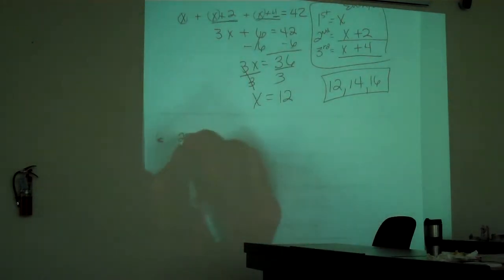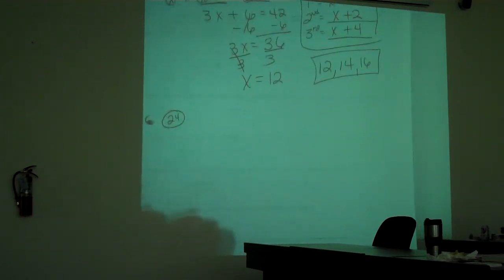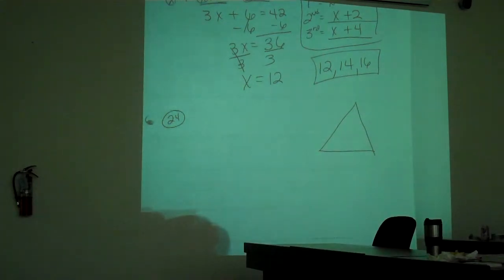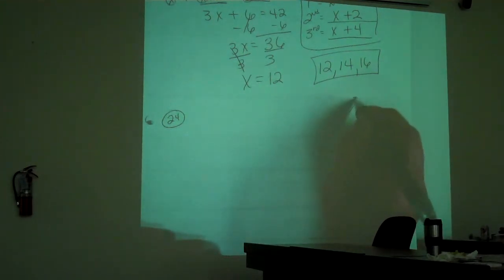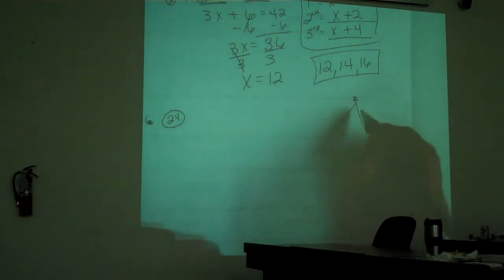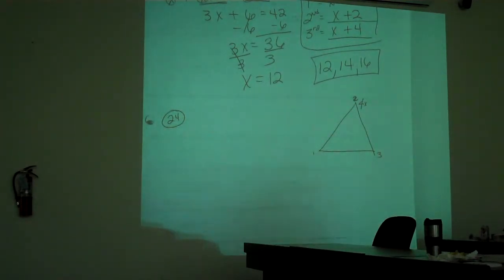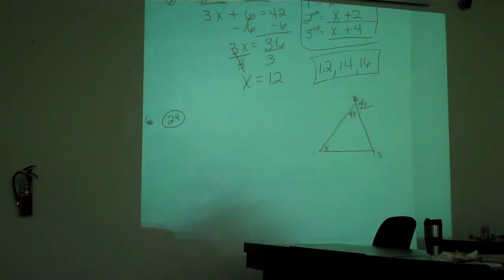Okay, number 24, it says the second angle of a triangular parking lot. If it says triangular parking lot, I would draw a triangle, because that's the shape that you're working with. The second angle is 4 times as large as the first angle. So let's just put first, second, third. If we name the first angle x, this would be 4 times as large as that. So it's just 4x.